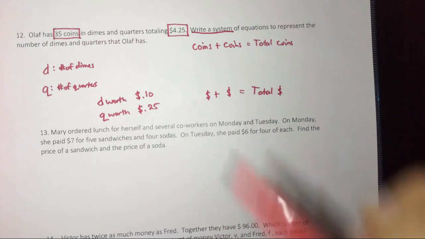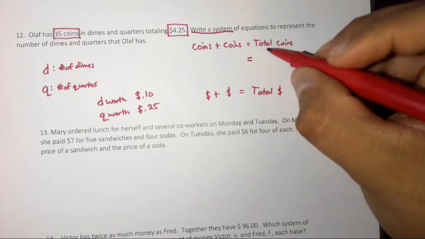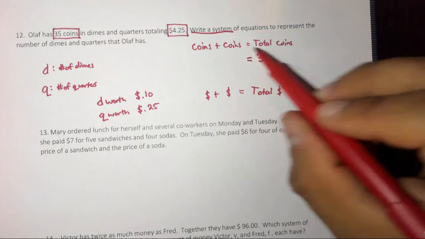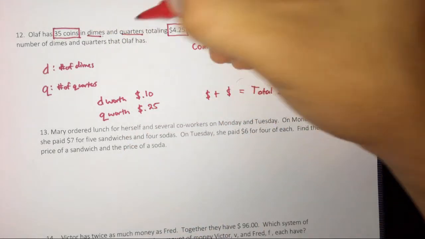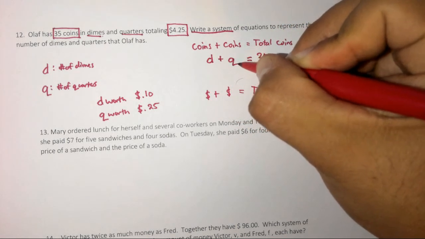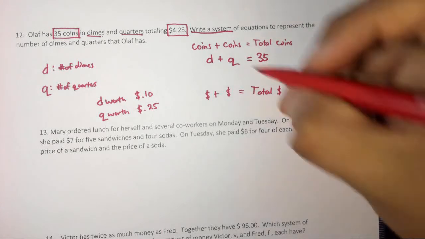Alright, so we start with the coins. My total number of coins is going to be 35. I have 35 coins total. And the 2 types of coins that I'm talking about are going to be dimes and quarters. So we have D plus Q equals 35. That first equation is pretty easy.